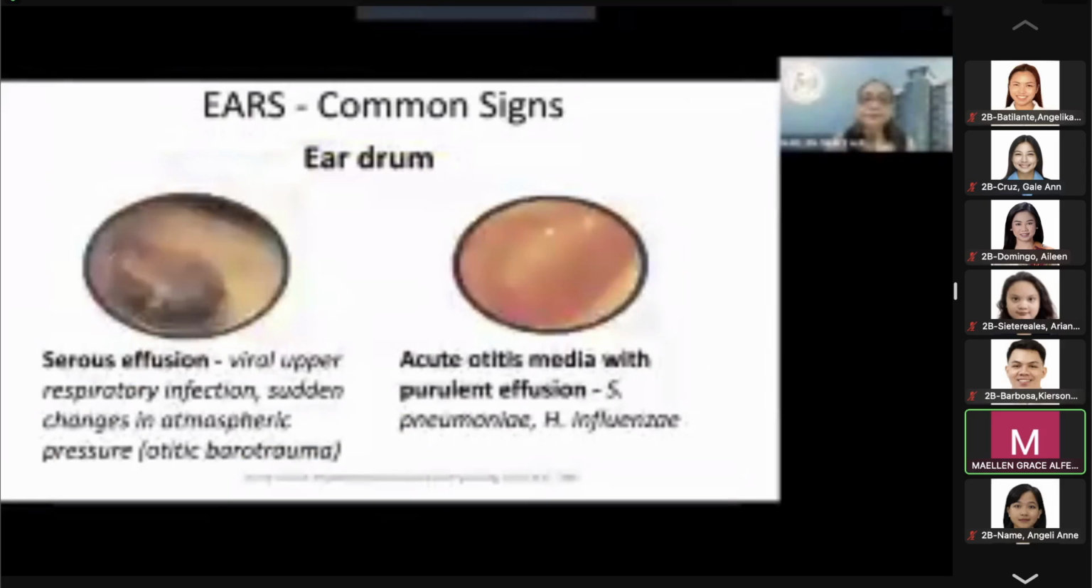Okay. Other findings in the eardrum. So the first picture, you see a serous effusion. You will see it's clear, transparent fluid. And usually it is due to a viral upper respiratory infection or sudden changes in atmospheric pressure, which we call otitic barotrauma.